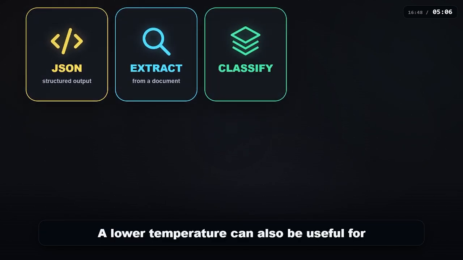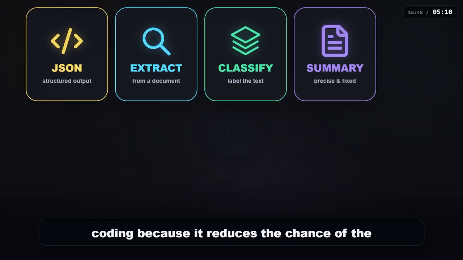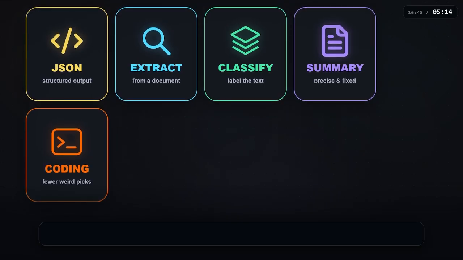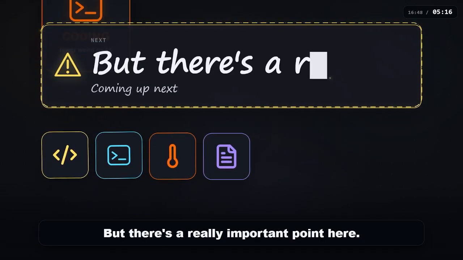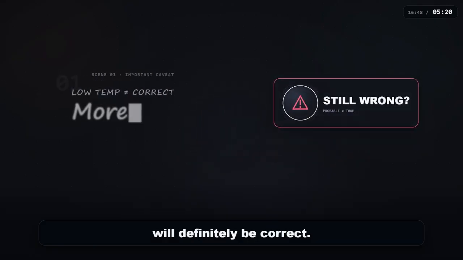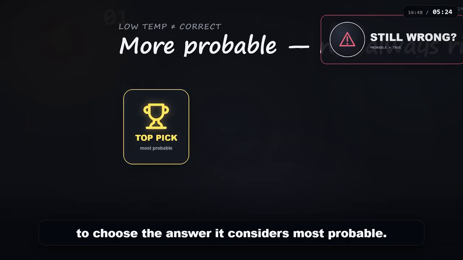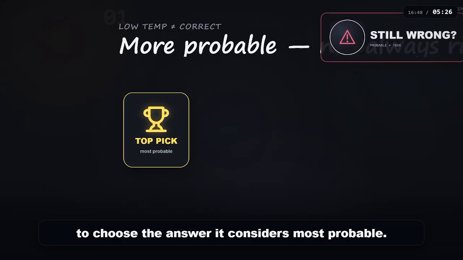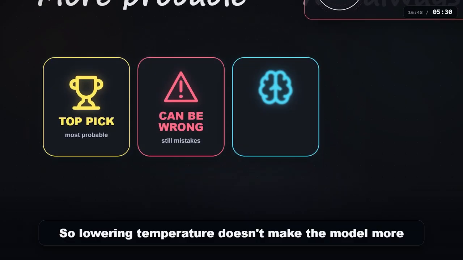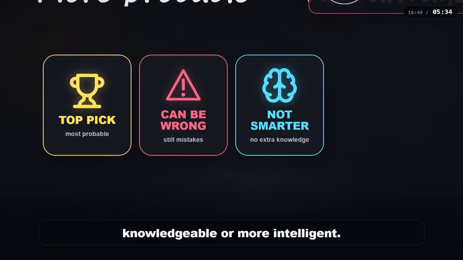A lower temperature can also be useful for coding because it reduces the chance of the model randomly choosing a weird or unusual solution. But there's a really important point here. A low temperature does not mean the model will definitely be correct. It only means the model is more likely to choose the answer it considers most probable, and that answer can still be wrong. So, lowering temperature doesn't make the model more knowledgeable or more intelligent.